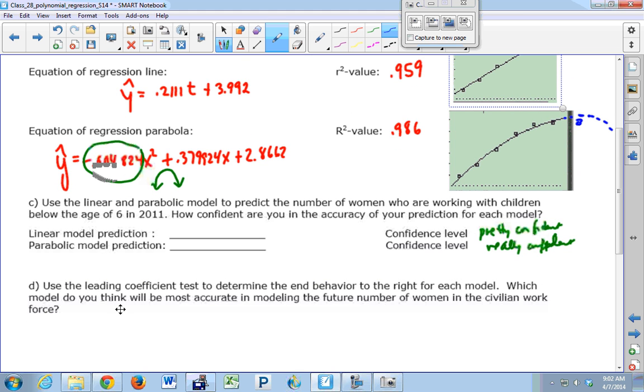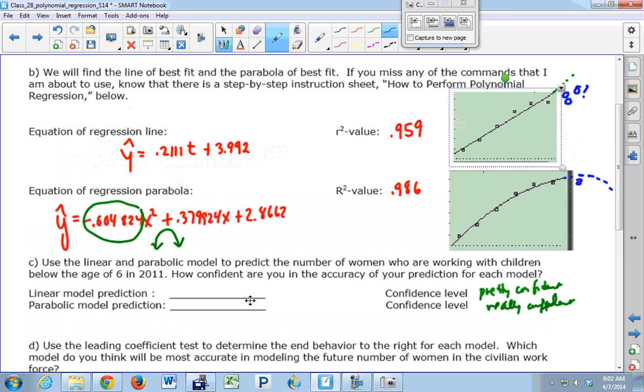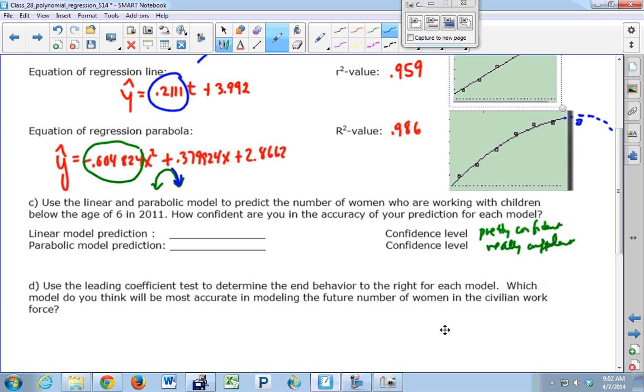So if we use the leading coefficient test to determine the end behavior to the right for each model, which model do you think? With our straight line, our leading coefficient is positive, so that means our right arm is up. With our parabola, our right arm is down. So if you just use that idea, which one do you think would be more accurate for predicting the future, linear or the parabola? Just based on those two, if you had to make a choice.